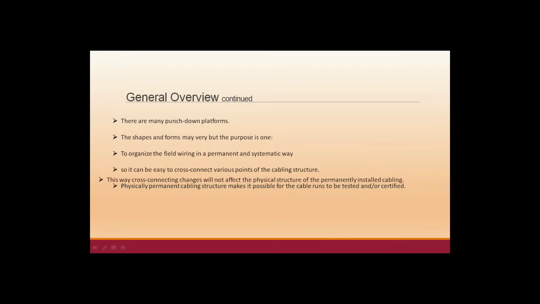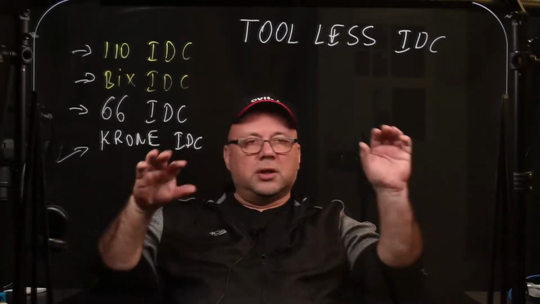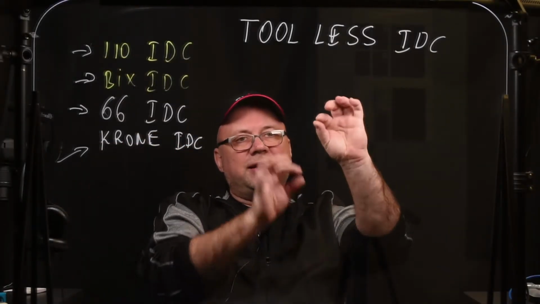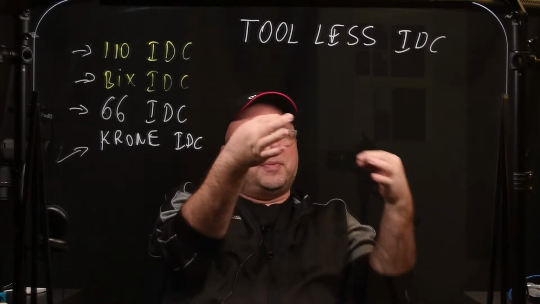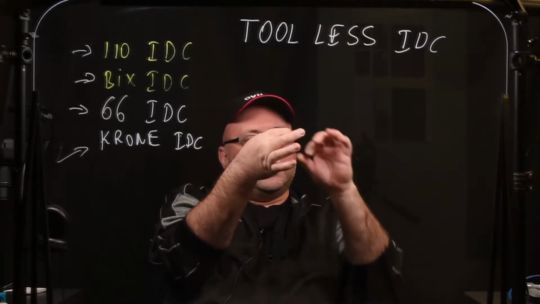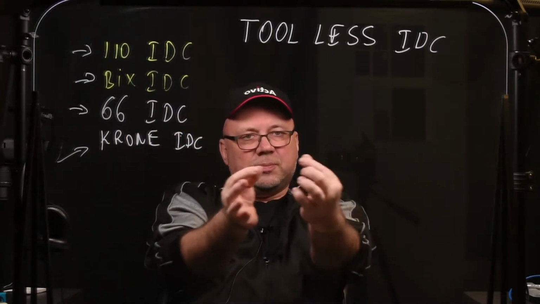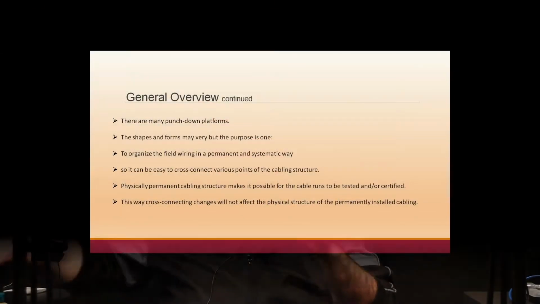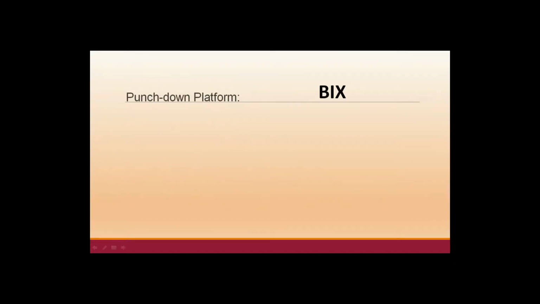This way, cross-connecting changes will not affect the physical structure of permanently installed cabling. When you cross connect, which means you're connecting those links into various parts of the equipment, and you need to make a change, you just use the patch cord. You just unplug it here and plug it into a different port of whatever equipment it is, but you're not touching the permanent installation that the wire runs through.